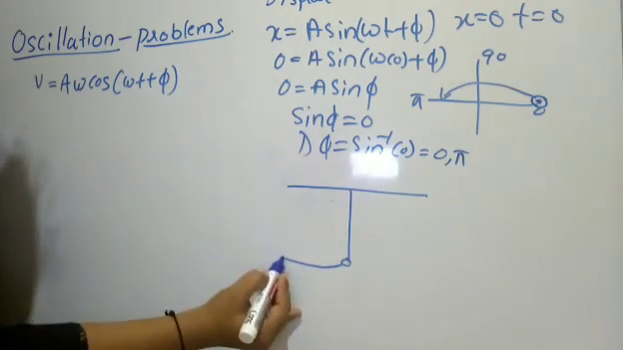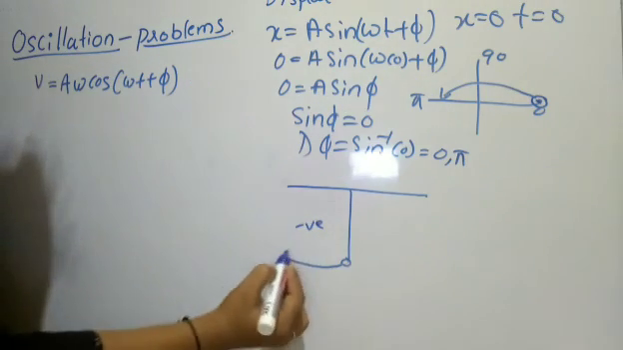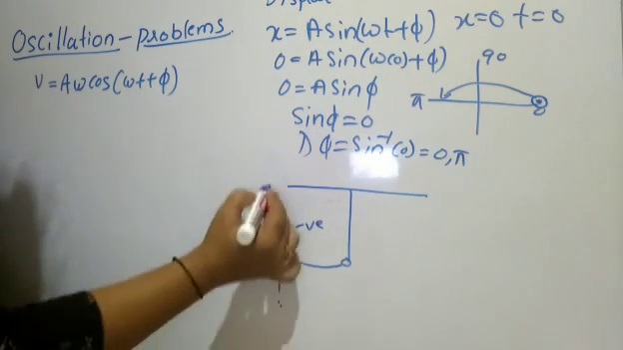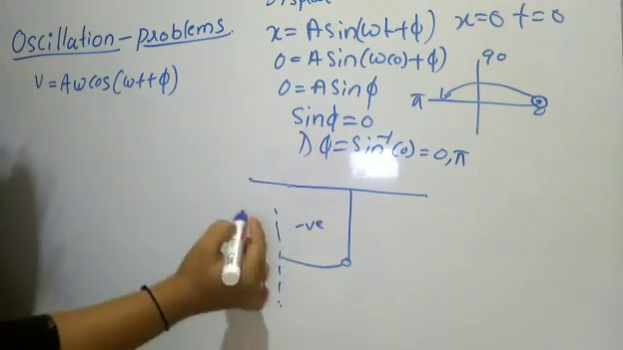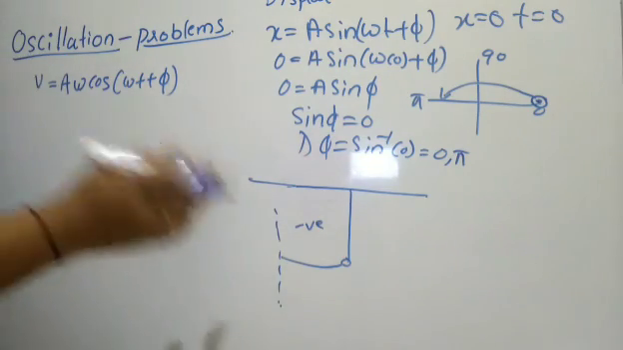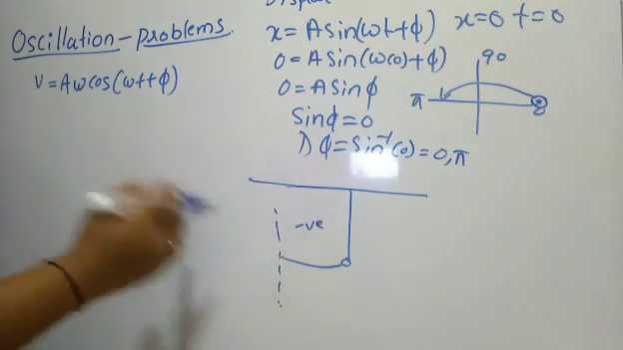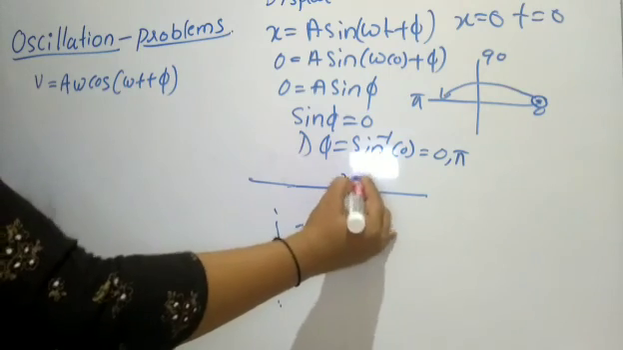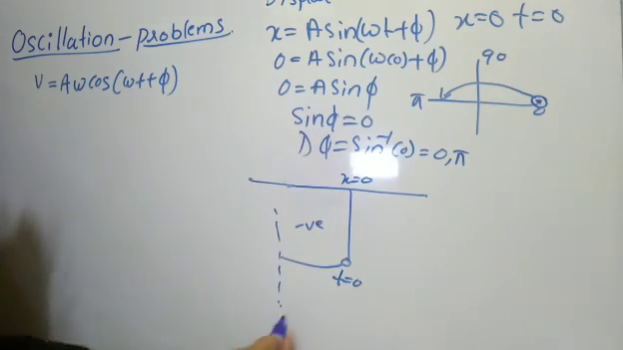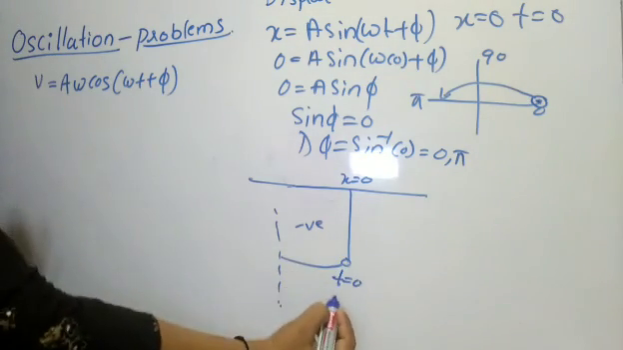So it is moving in the negative direction. The extreme position is somewhere, but it indicates that it is moving in the negative direction from x equal to 0 at t equal to 0 to some other distance.